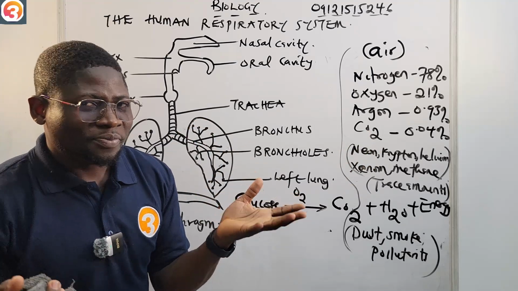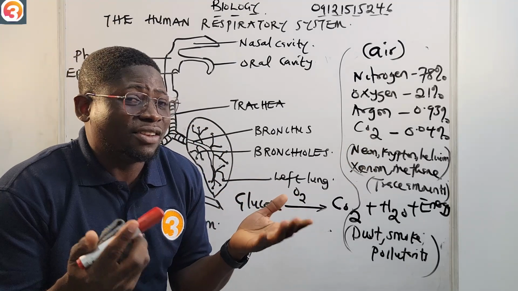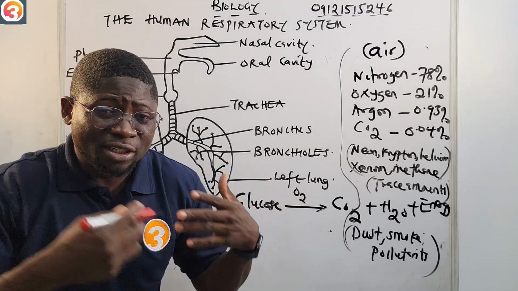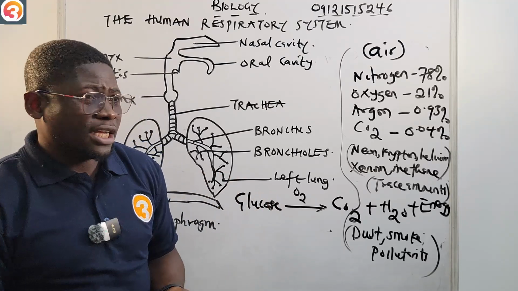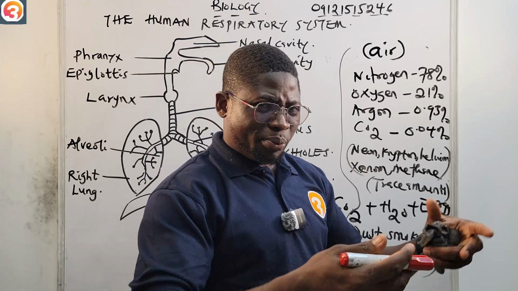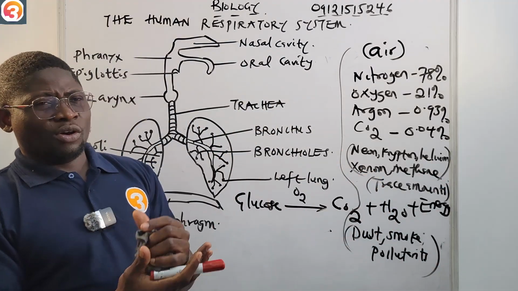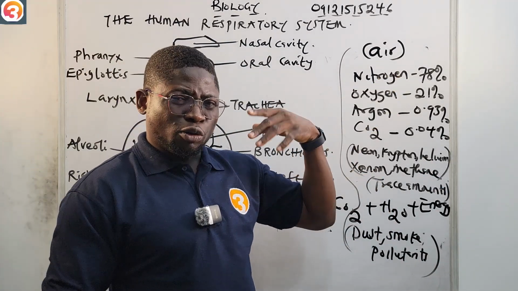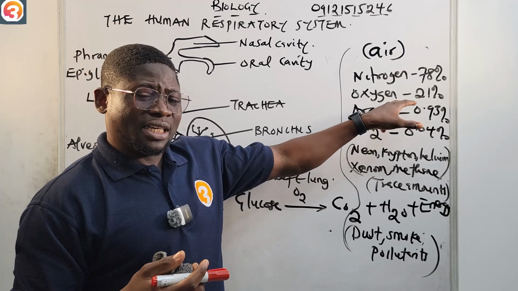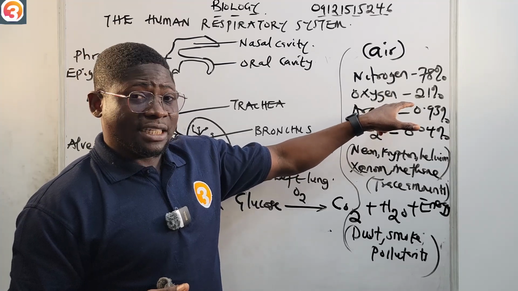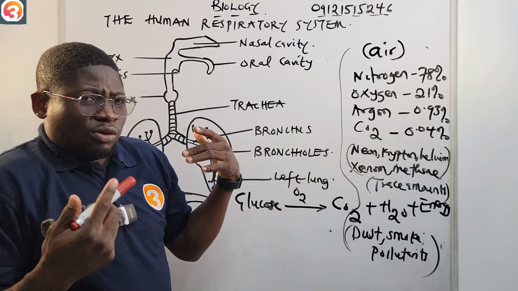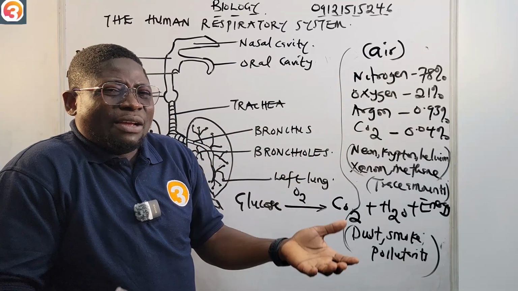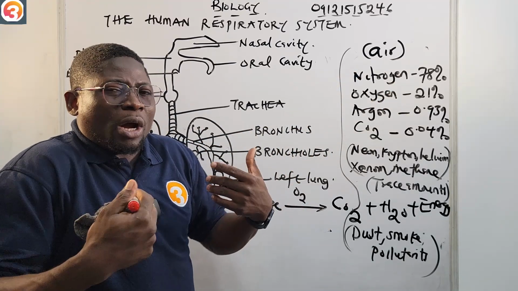If you want to ask yourself how the oxygen gets into our body, it enters into our body through breathing. When we breathe in, we breathe in this air, and the oxygen that we breathe in is a composition of air. When we breathe in, we are taking in air, we are taking in oxygen into our body.